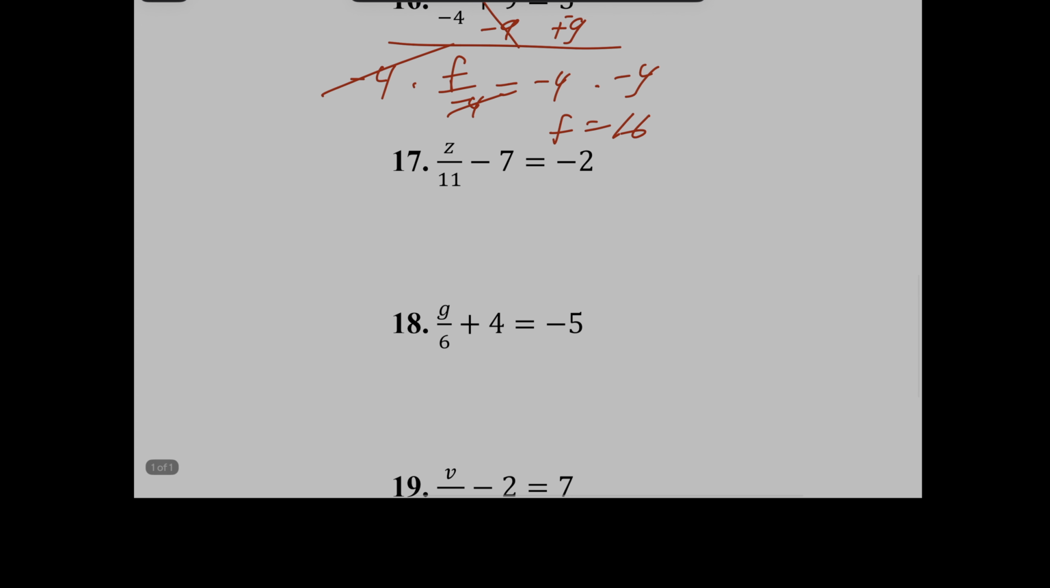Let's go on to number 17. I'm going to add 7 to both sides. Boom, die. Z over 11 equals, well, signs are different. Subtract, keep the sign of the bigger number, which is positive. Boom, boom. Z equals 55.